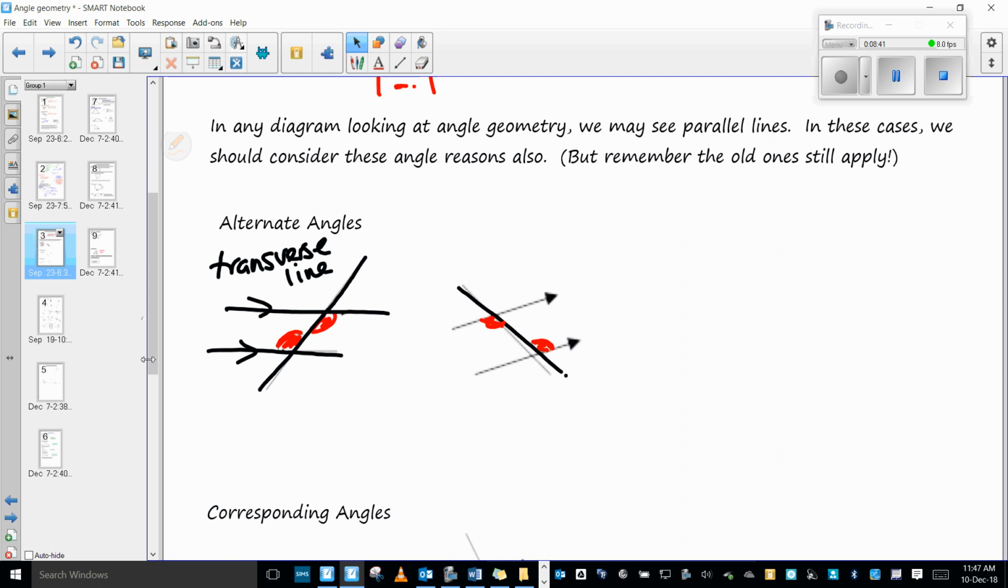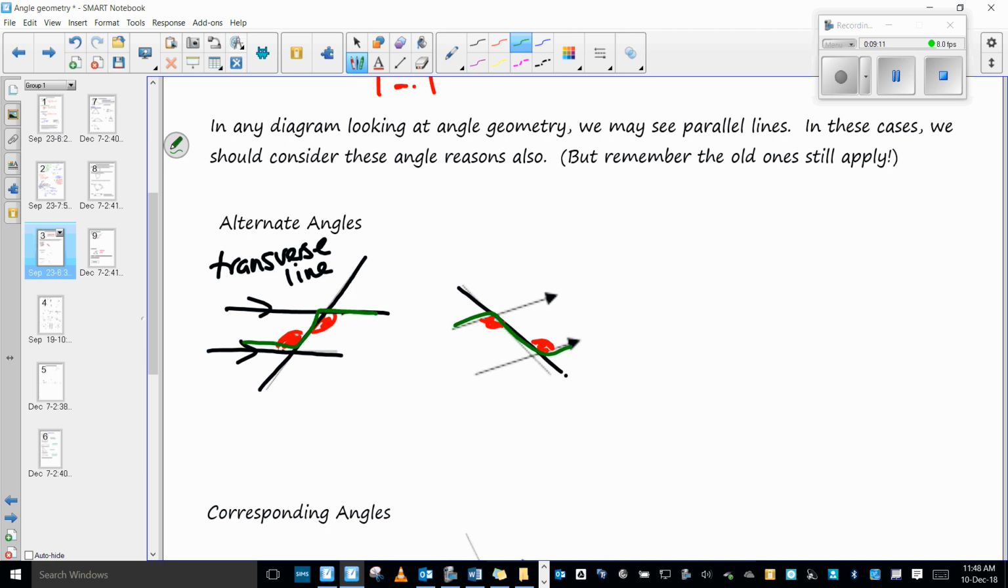I'm trying to avoid saying Z, because sometimes people get to the exam and they say they're Z angles. You won't get any marks for saying it's a Z angle. You need to make sure you're saying that they're alternate angles. When they're first introduced, you may be talking about the Z shape. Obviously it's there or there.